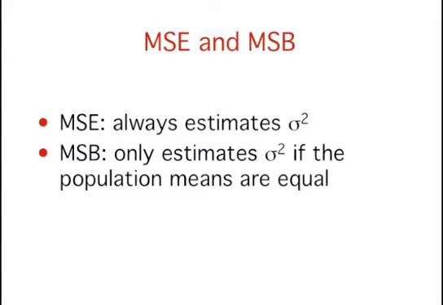MSB only estimates the variance if the population means are equal. If the population means are not equal, then MSB estimates a quantity larger than the variance. Therefore, if the MSB is much larger than the MSE, then the population means are unlikely to be equal. On the other hand, if the MSB is about the same as MSE, then the data are consistent with the hypothesis that the population means are equal.